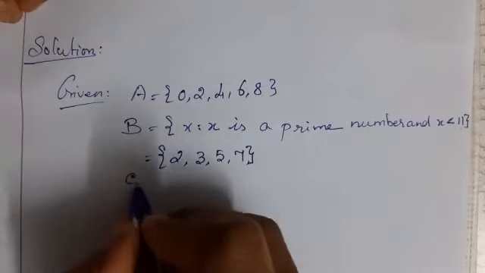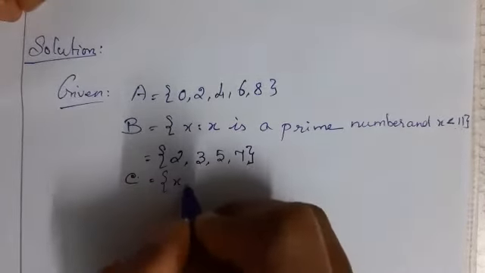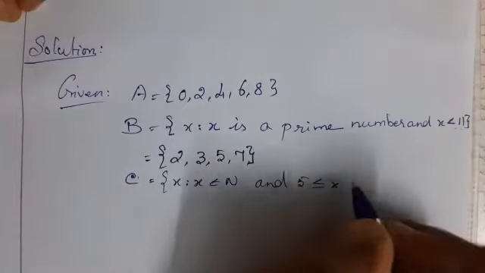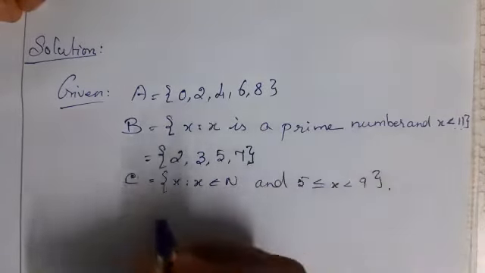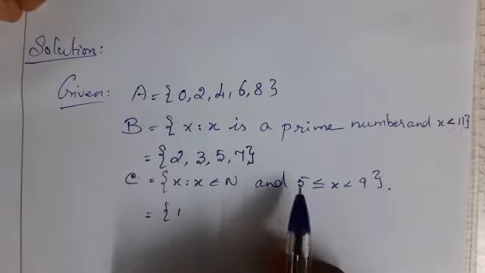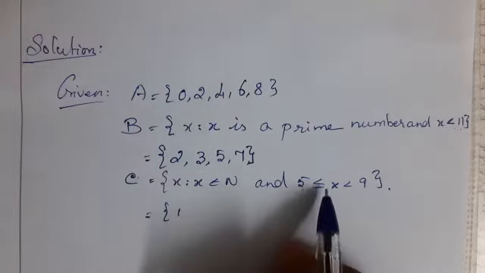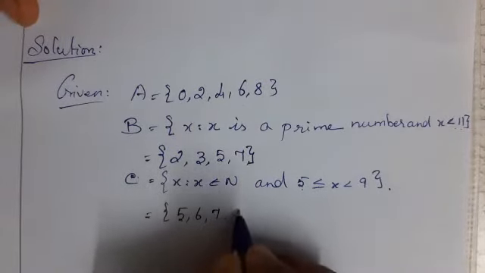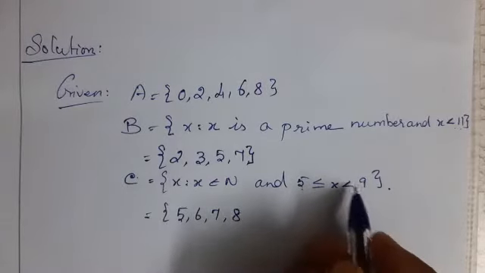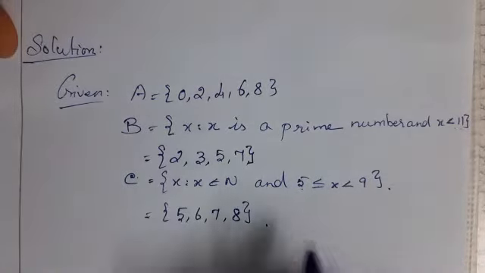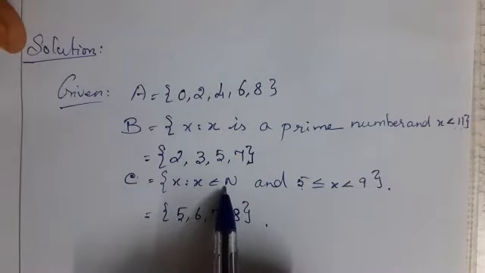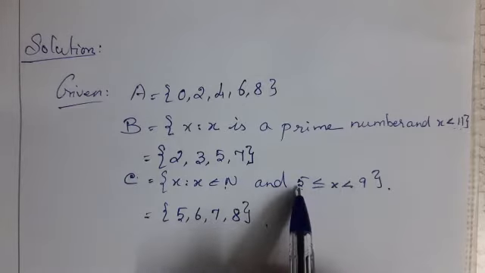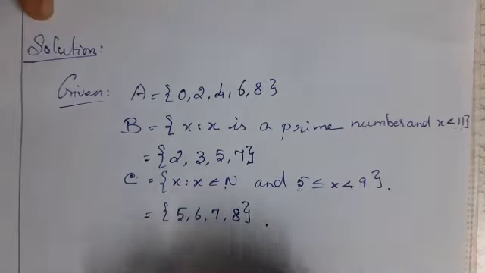Then set C is x such that x belongs to capital N and 5 less than or equal to x less than 9. Natural numbers start from 1. Here it is given 5 less than or equal to x, therefore start from 5: 6, 7, 8. Less than 9 means up to 8. Therefore, 5, 6, 7, 8.